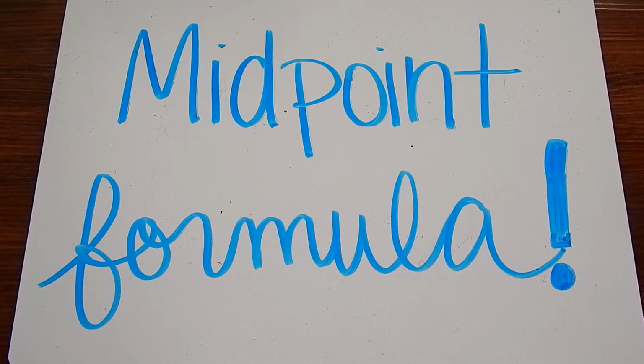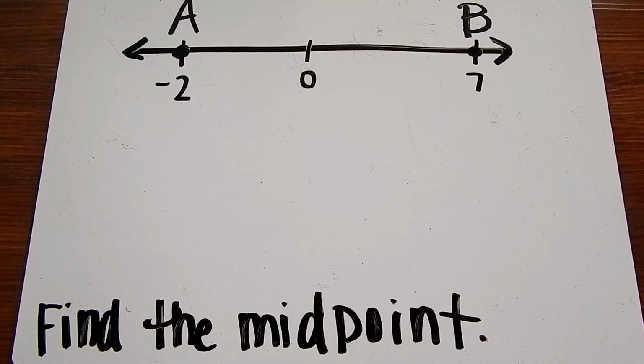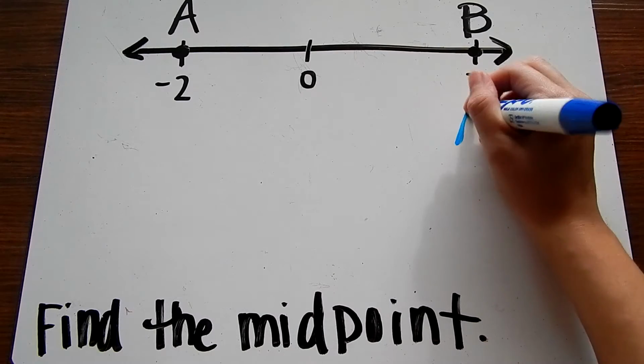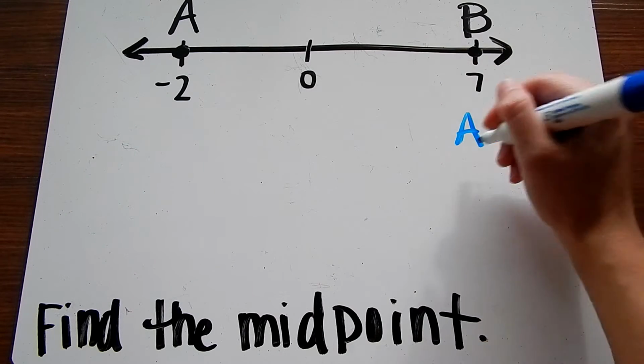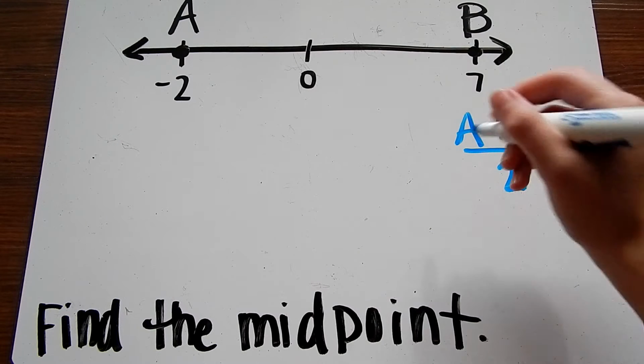Today's lesson is over using the midpoint formula. So our first example says find the midpoint. The midpoint is going to be the exact middle between the 2 points we have here, A and B. So all we need to do is find the middle of A and B. The formula for midpoint is going to be, if we use A and B, point plus point divided by 2. That will find us our midpoint.